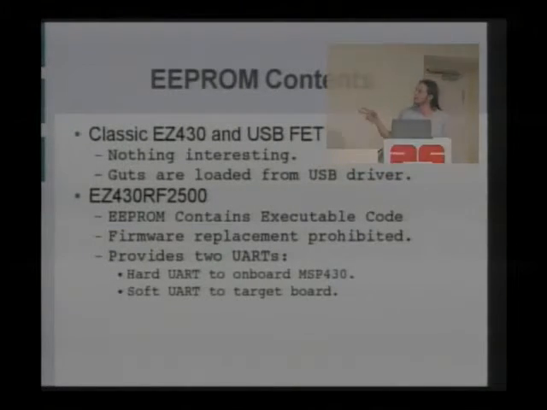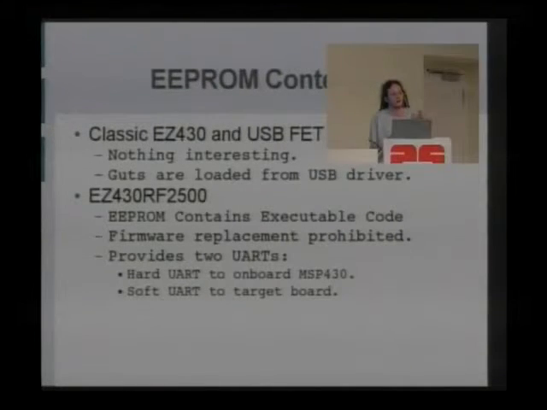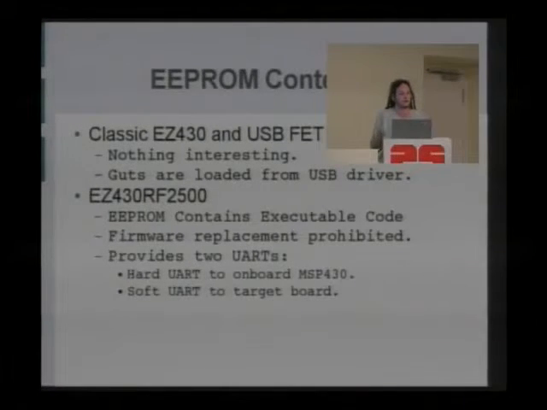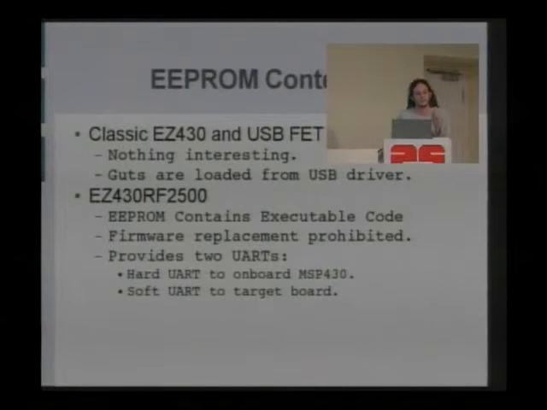So in the classic version, the EZ430F2012, there's nothing interesting inside of the EEPROM. It says Texas Instruments and Unicode, and it has the basic configuration requirements for the USB to serial mode of the target chip. In the EZ430 RF2500, the Zigbee version, it actually contains executable code, and it prohibits updates over the USB port. So not only can your Linux machine not speak to it and get a serial port, but it can't instruct the chip to use the firmware that it has within the Linux kernel, the binary blob.